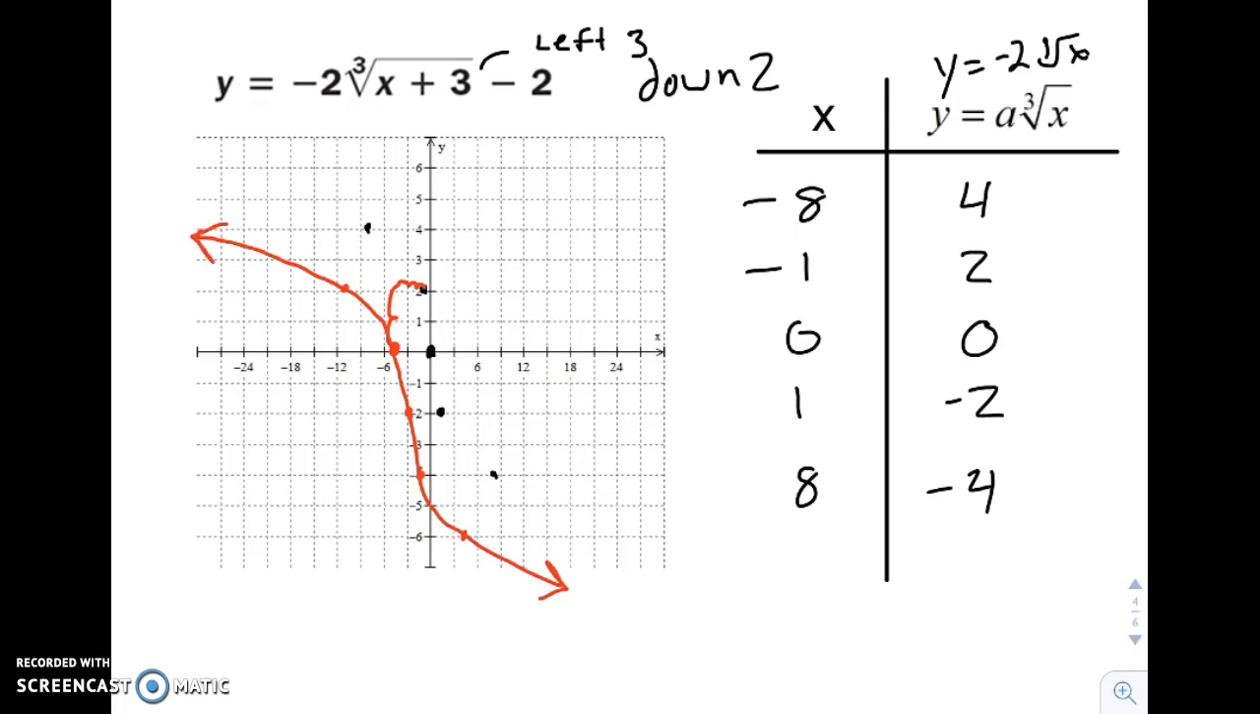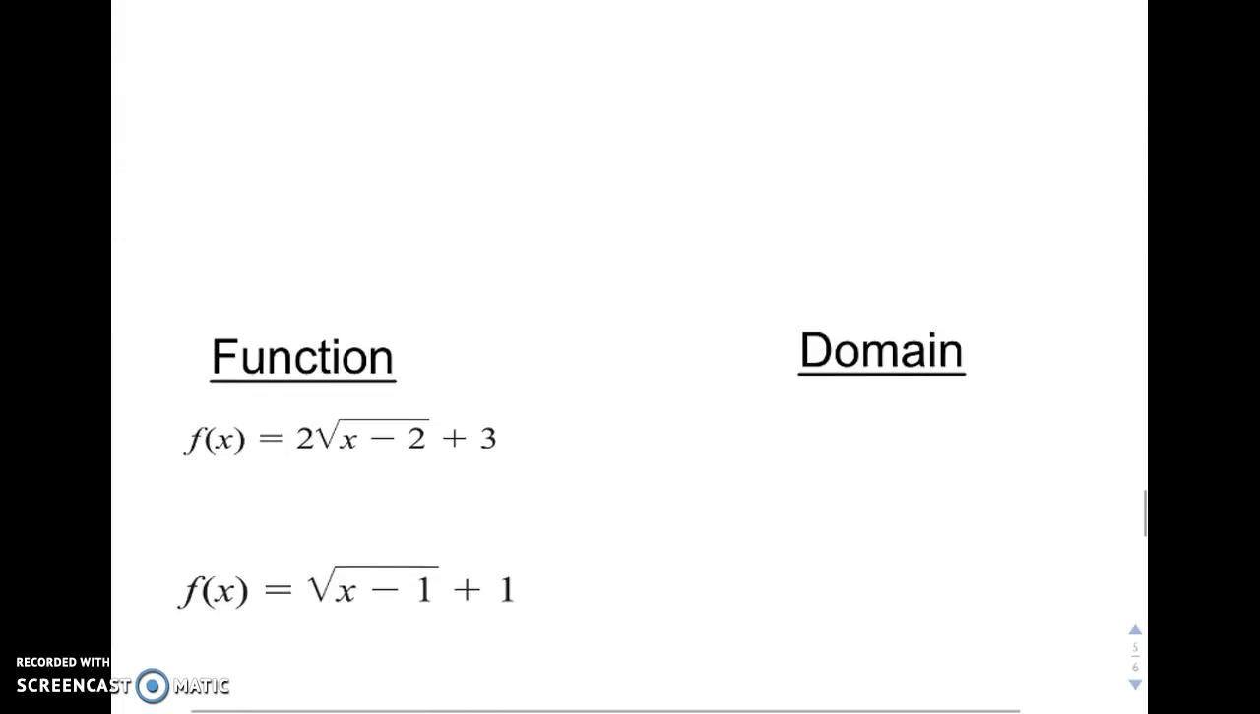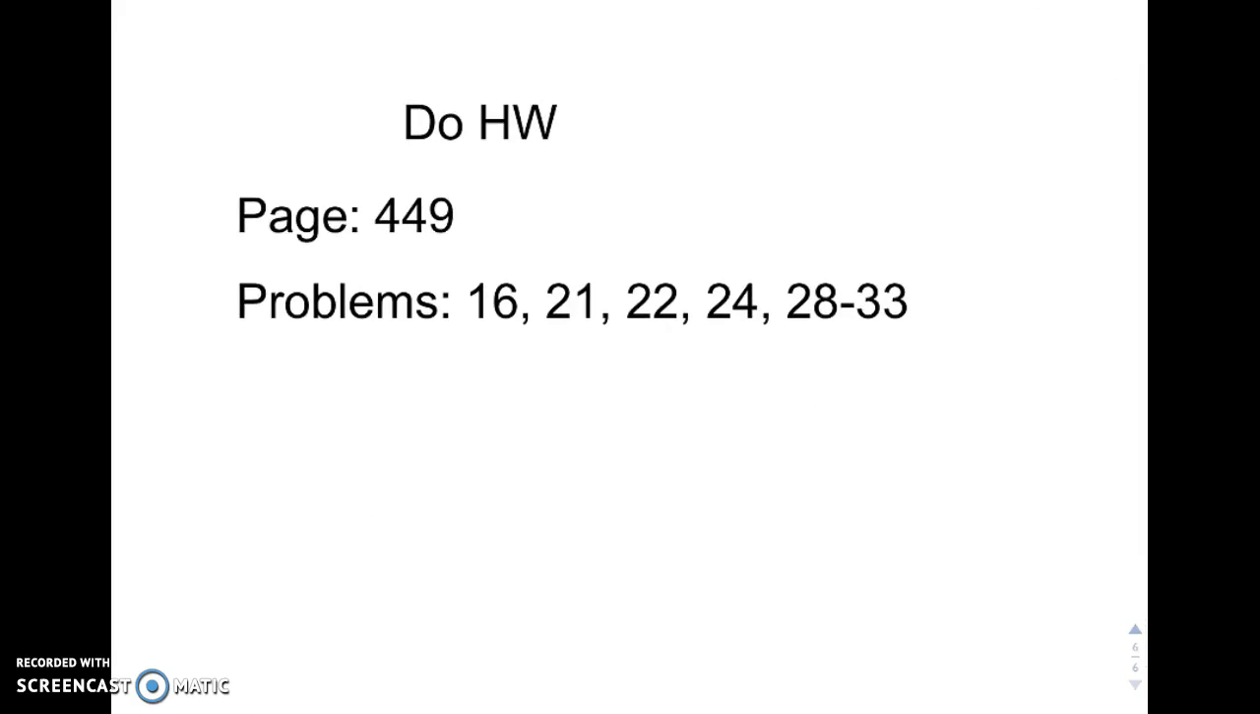So just a little reminder about your translations. You can use Desmos to help you graph these, of course, but just wanted to show you quickly how to translate them. You've got a short homework assignment here.